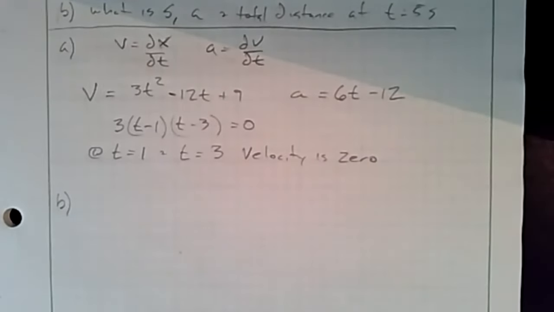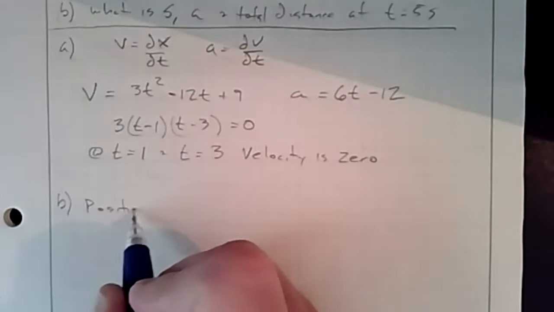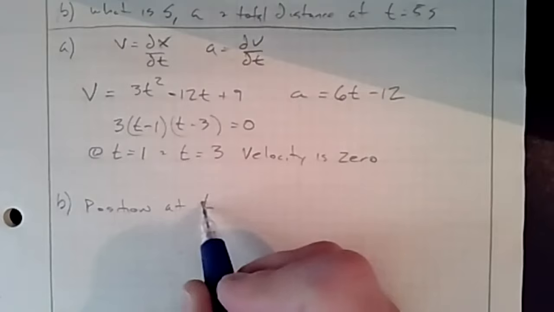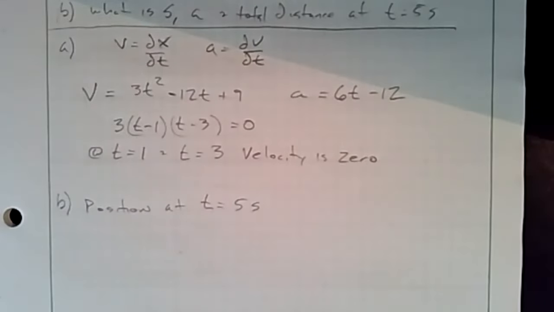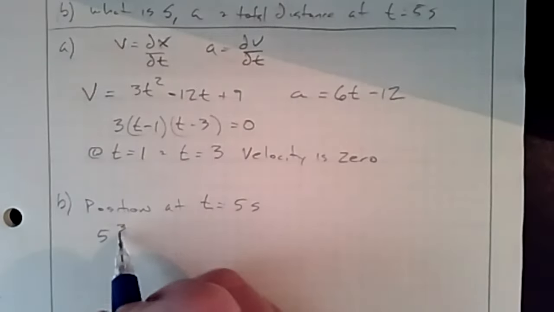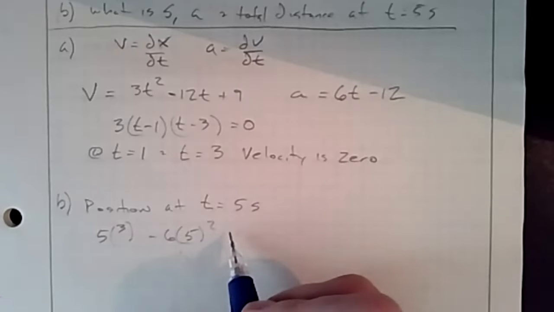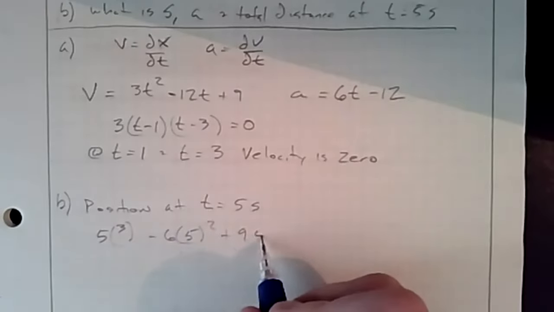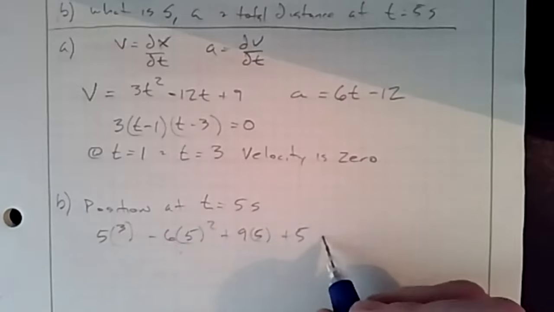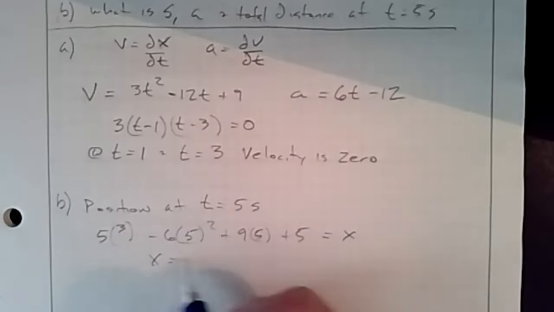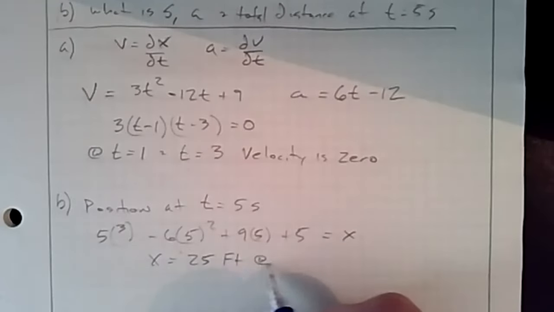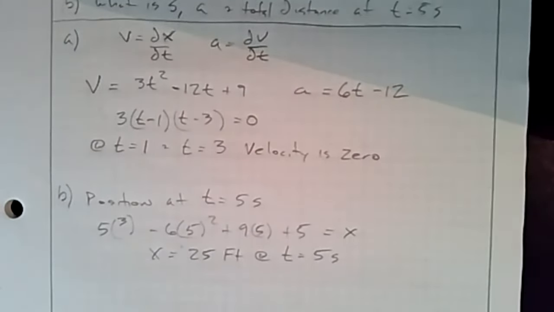Now we want to know what is the position at t equals 5 seconds. That's easy. We can plug that into our position, and it's going to be 5 cubed minus 6 times 5 squared plus 9 times 5 plus 5. That equals x. So x equals 25 feet at t equals 5 seconds. And then we're asked to find what is the acceleration.